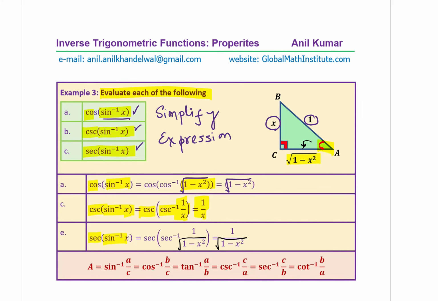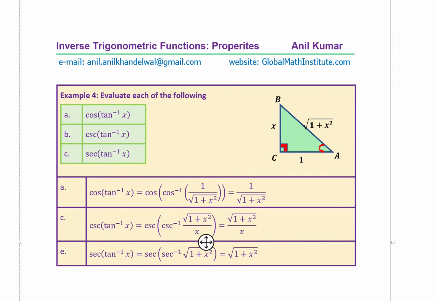Now let's take example 4. It is evaluate each of the following: cos of tan inverse x, cosecant of tan inverse x, secant of tan inverse x. It is kind of similar to the previous example. I would like you to pause the video, answer this question, and then look into my suggestions.